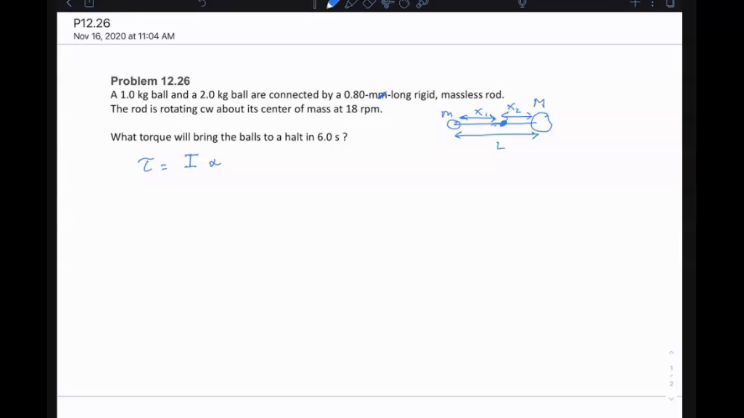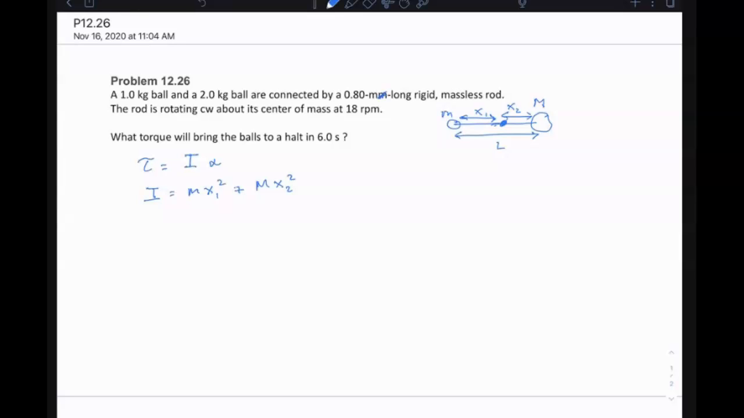Well, the moment of inertia for this system is equal to the small mass times x1 squared plus the larger mass times x2 squared. Those are the contributions to the moment of inertia of this system from each end of the rod. And we don't worry about the rod itself because they tell us it's massless.